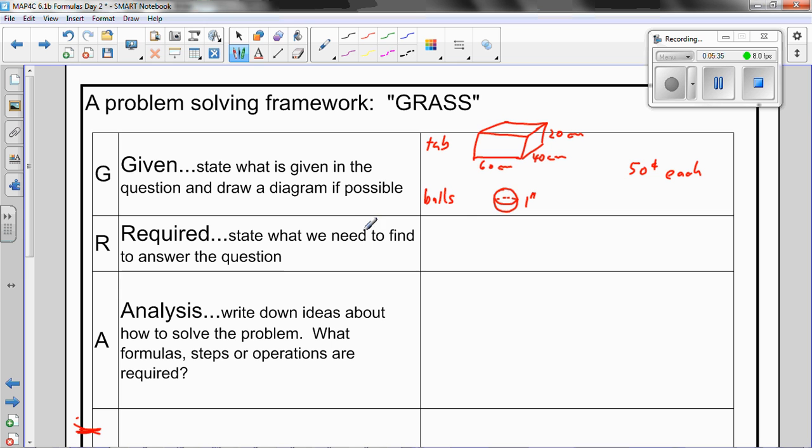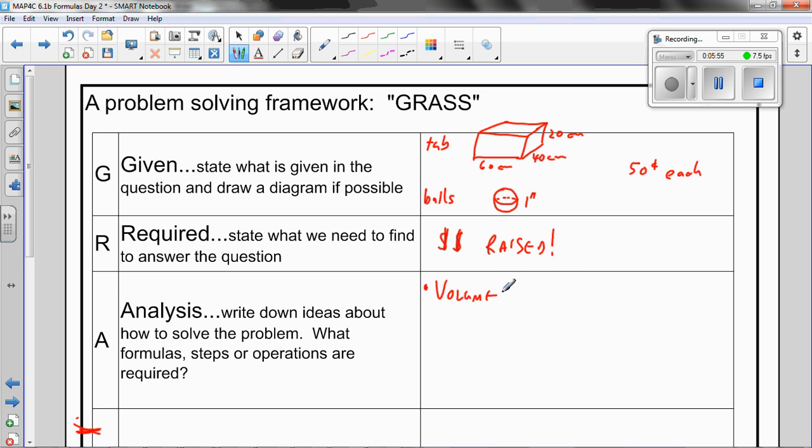So what do we need to find? We want to find how much money we can raise, right? Money raised. That's what we're asked. Well, what are the things that we're going to need to do? This is the brainstorming section. Well, it's not surface area. This is a volume problem.